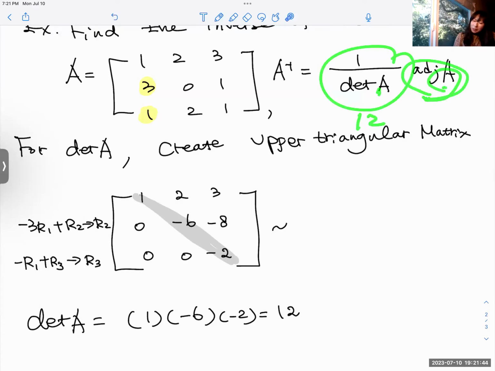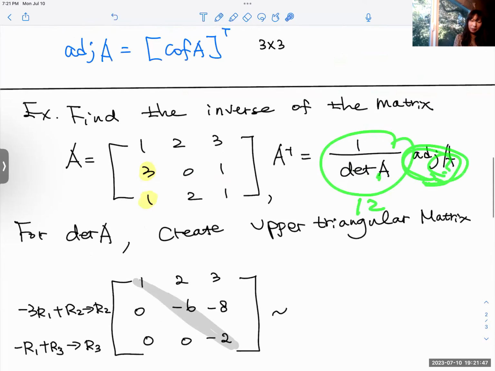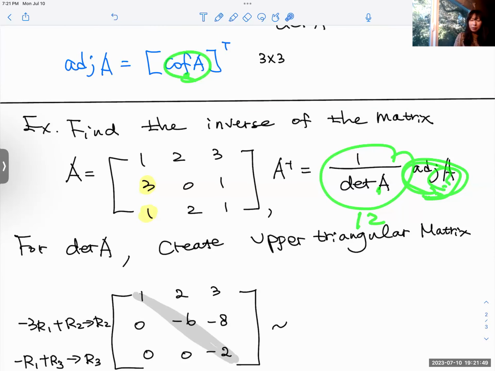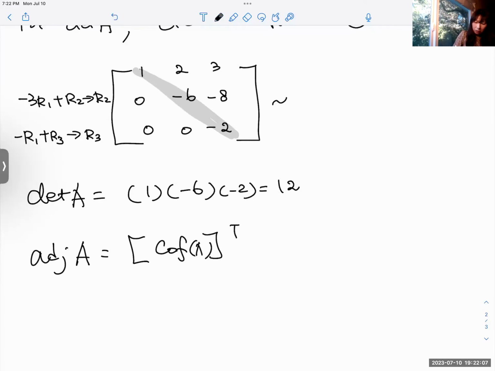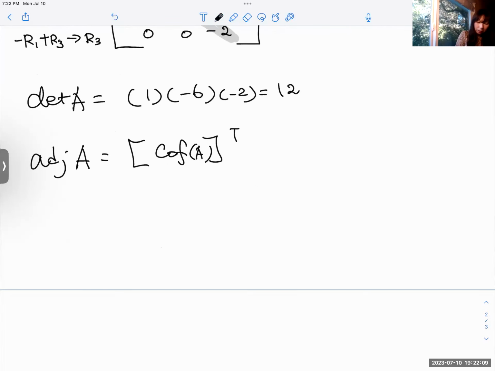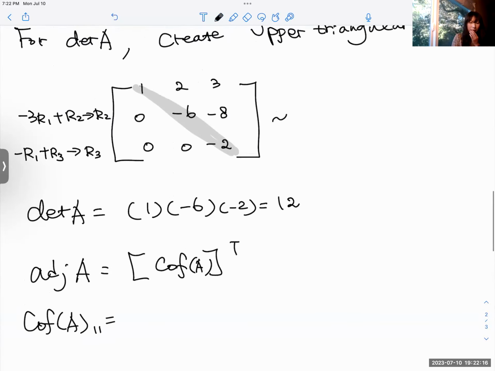Okay, for the adjugate, we want to find the cofactor matrix of A and then transpose, right? So let us do that. The adjugate is the transpose of the cofactor matrix of A. Okay, so a lot of work. Let us use the cofactor of A at 1, 1. So we cross out, let me see.